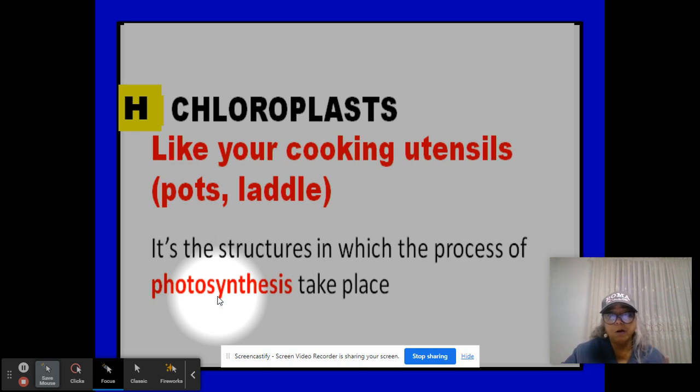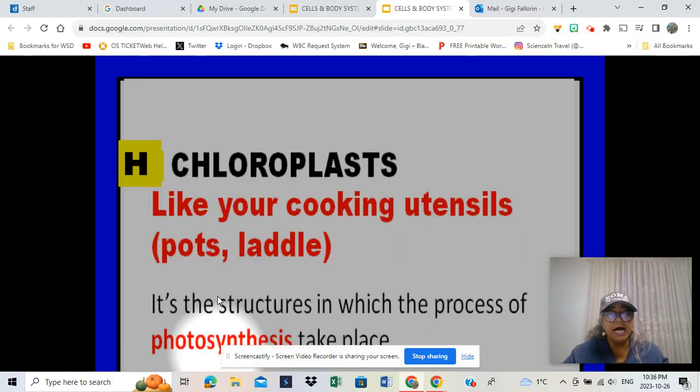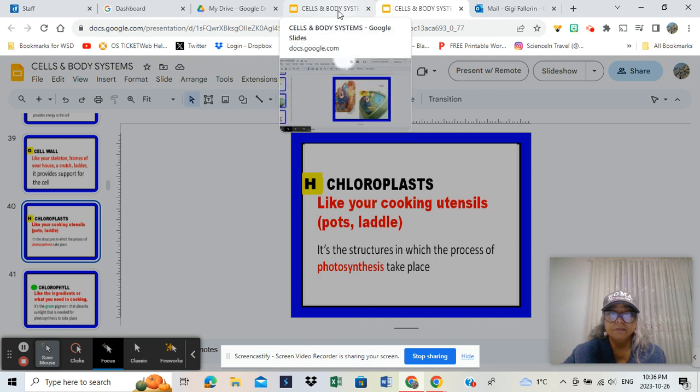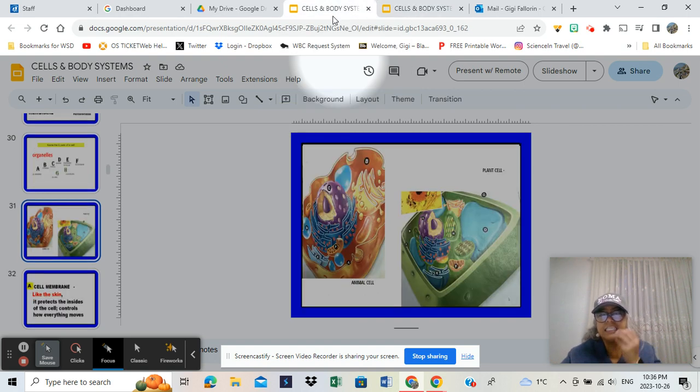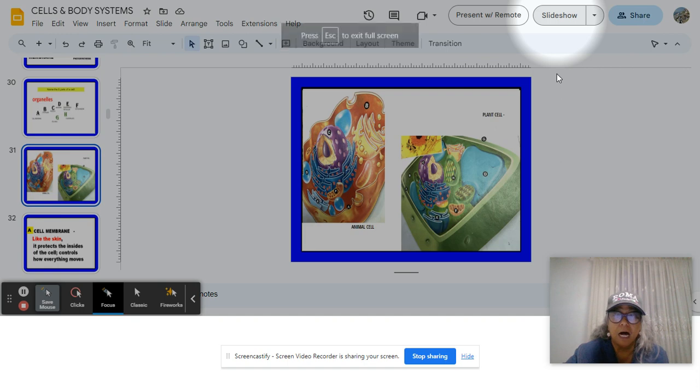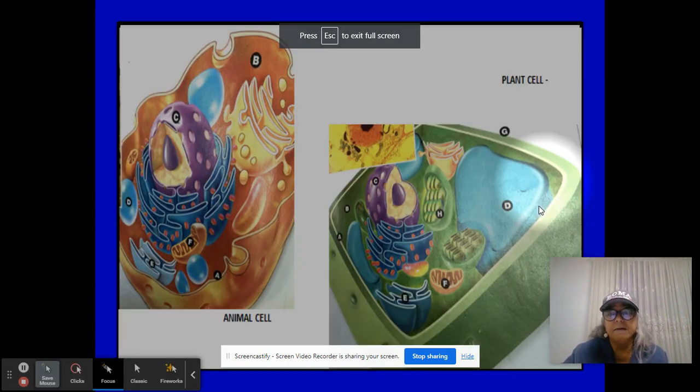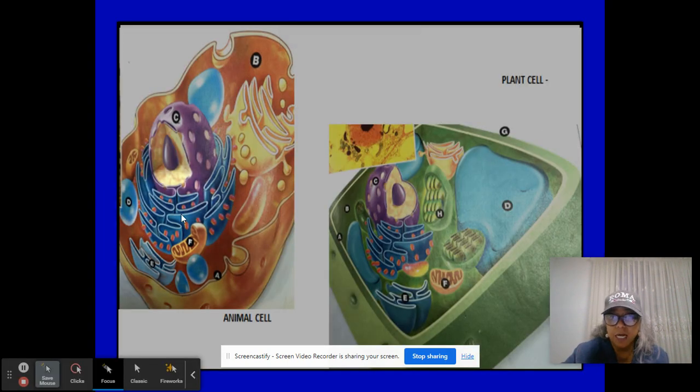So, chloroplasts. If you're going to take a good look again at your diagram, try and see where it is. Spot it out, check it out. Where could it be, right? Of course, you're not going to look on this part on the animal cell. It should only be found here, right? So, it's the H there. This would be your chloroplast, or this can also be it, right? These two, okay?